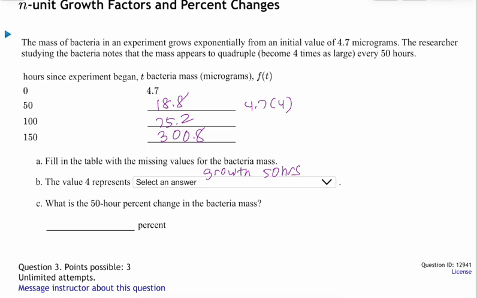And then it says, what is the 50-hour percent change? Now here, this is a little different. Let's think about it for a minute. If we start at 100%, we multiply by 4, and it becomes 400%. How much did that change? Well, 300%, you have to subtract. So that would be 300% for me. If yours says quadruple, you should have a 300% change as well. You want to make that positive because that bacteria is growing. Hopefully everybody's got that to work.